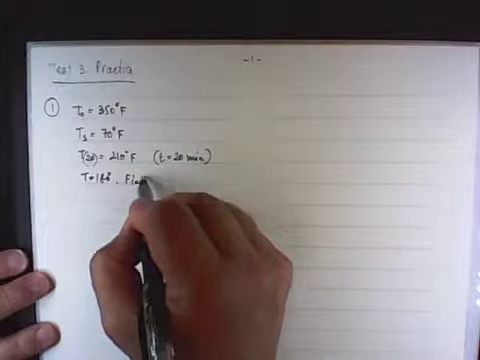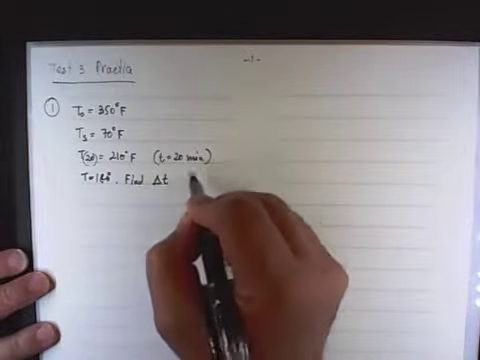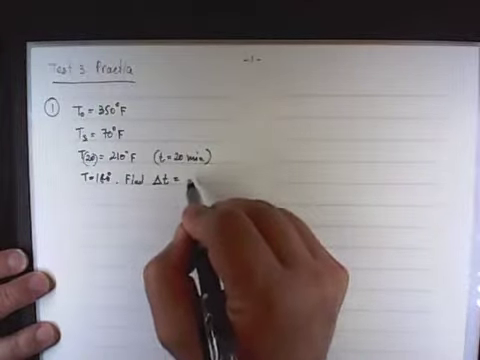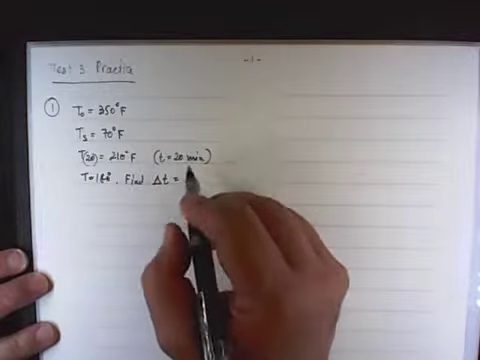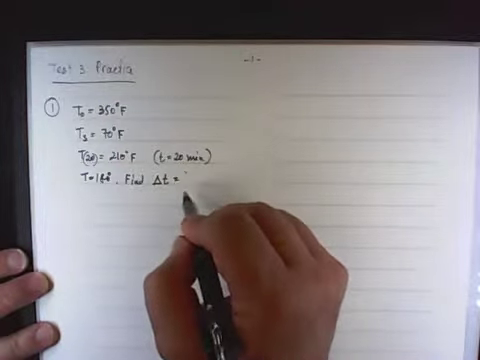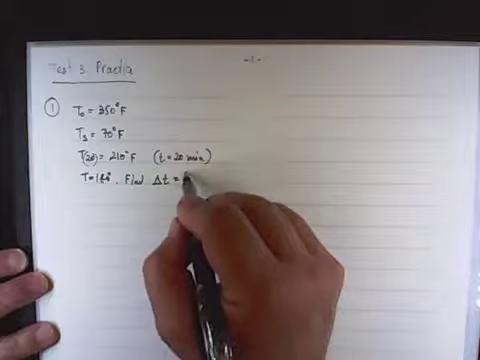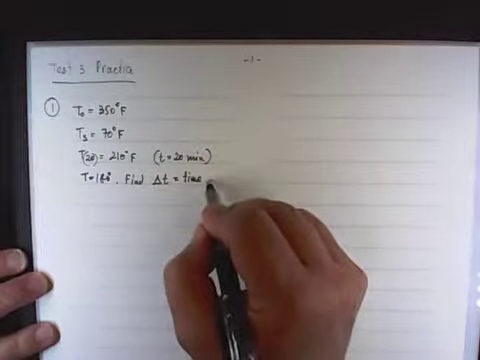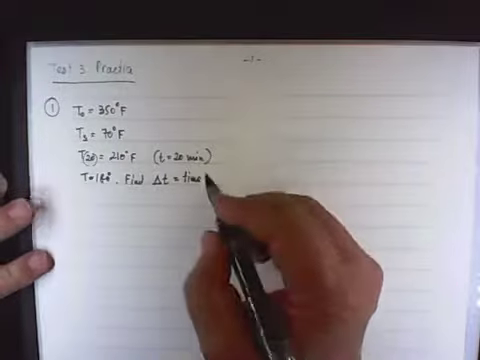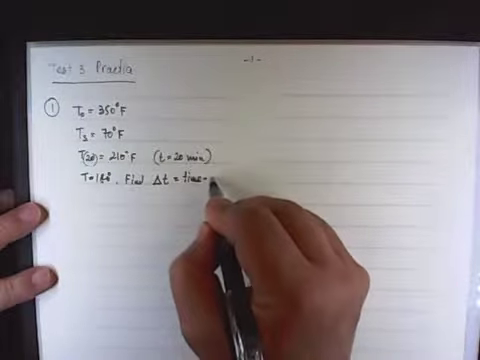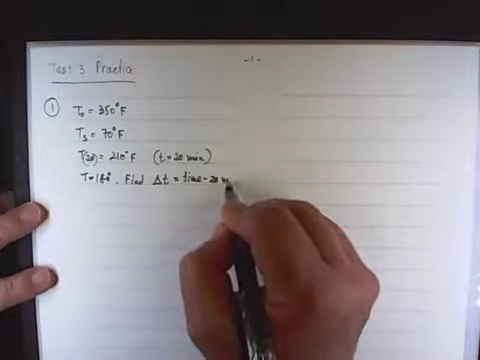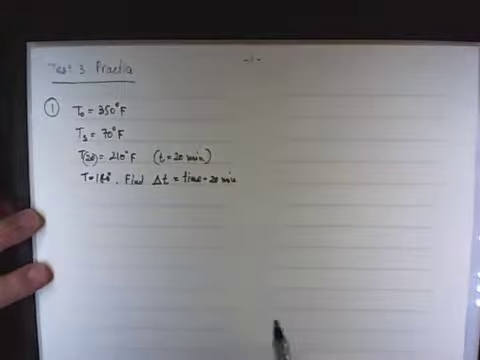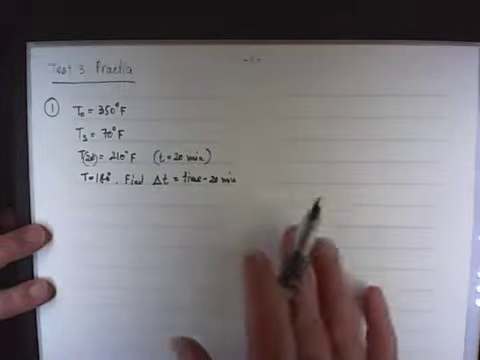Find delta time, which is the time after, let's see, time minus 20 minutes. Okay? Does it make sense?